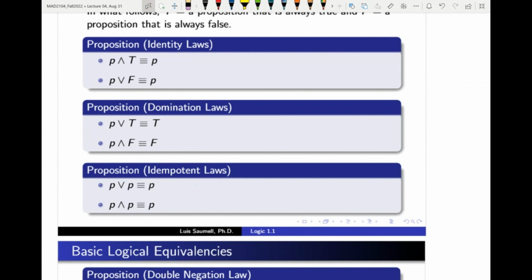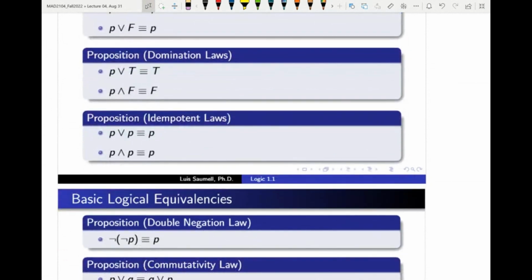And then similarly, when you have and, false, a contradiction, is what dominates now. If you have an and statement and you already know that one piece is false, there is no need to look at the other part. You already know the outcome is false anyways. Does that make sense? So again, if you want to prove these little theorems or propositions, just do the truth table and convince yourself that they all have the same truth table. Remember, this F stands for something that's always false, and this T stands for something that's always true.